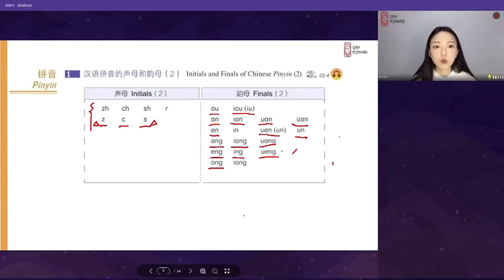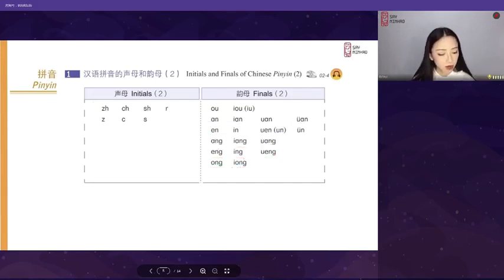Now, the last two. Ung, like oo, okay? First pronounce oo and then try to pronounce ung. So this is ung. Last one is yung. First pronounce e and then try to pronounce ung. Yung. Read after me, please. Yung. Very good. Now let's try to read from the start, each twice and quicker than when we were learning it, okay?